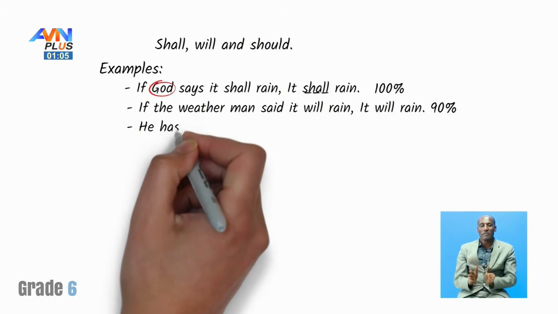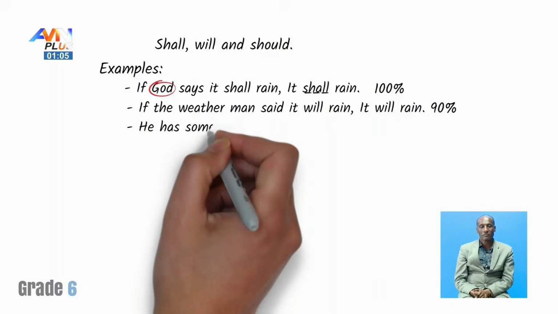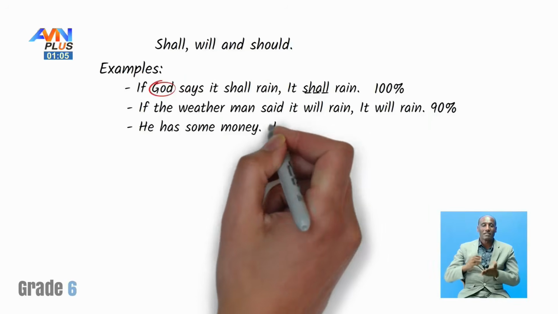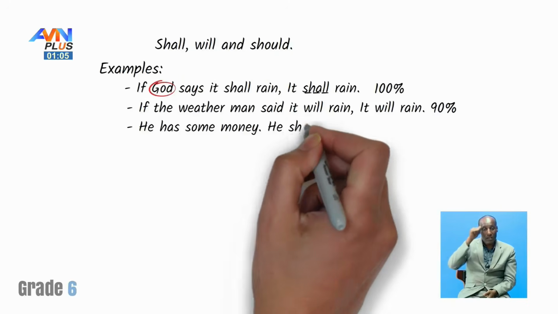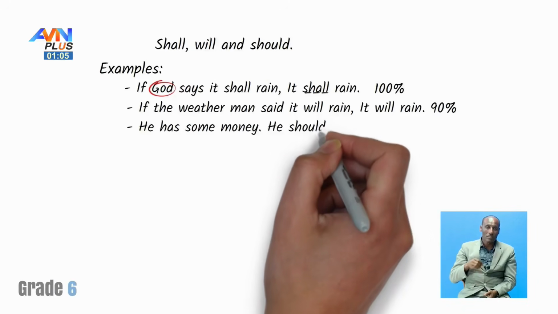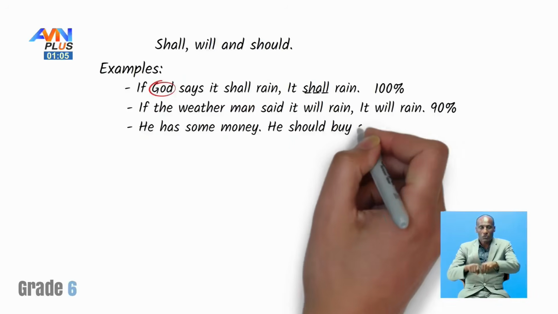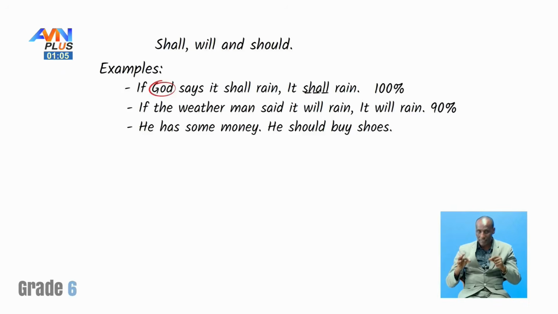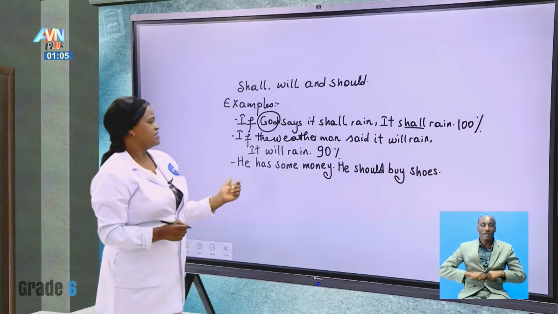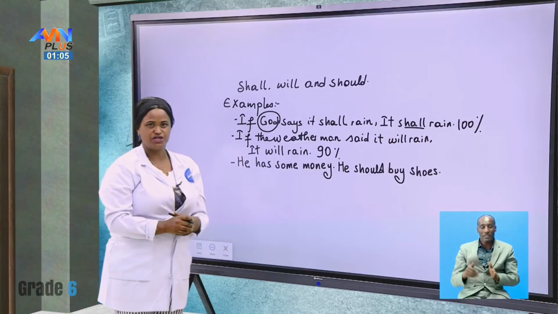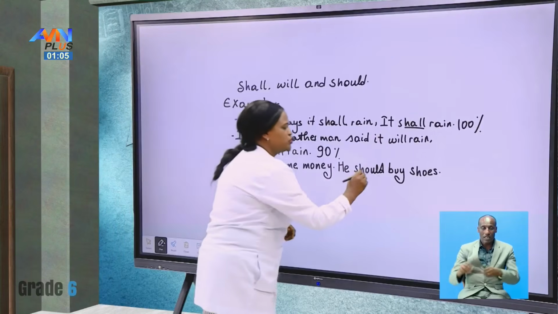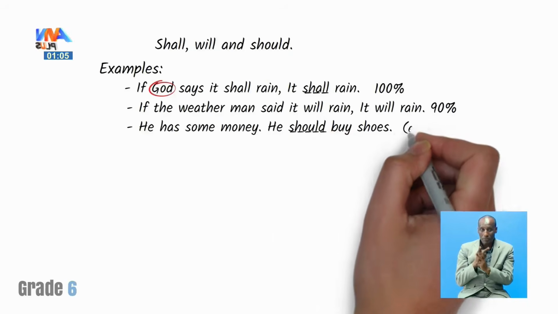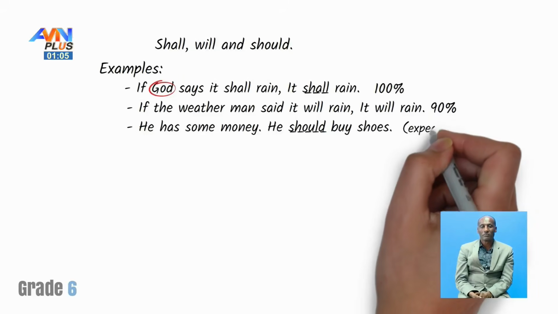He has some money. Look, he has some money. He should buy shoes. Look at this. He has some money. I have some preconditions. And then what do I say? He should buy shoes. What is this? It is expectation. In this case, we are talking about expectation.